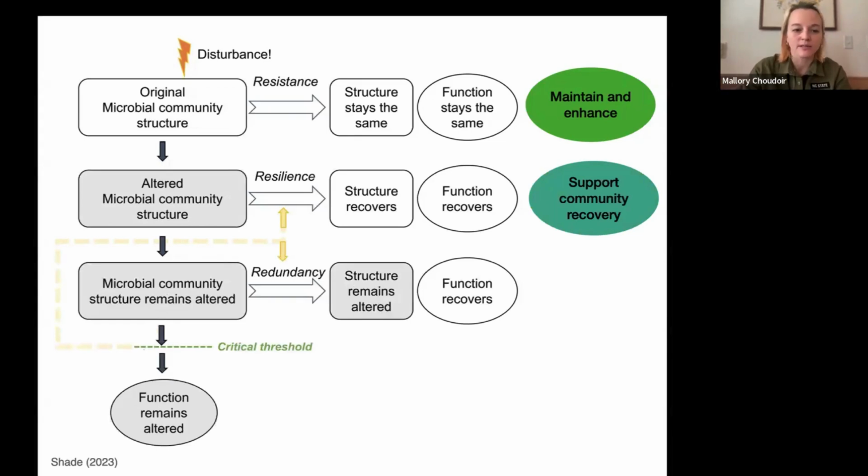Sometimes, after a disturbance, a microbial community structure remains altered, but due to the vast activities of microbes, called functional redundancy, the structure remains altered, but the function can recover, right? So in this case, we can also support community recovery while maintaining or enhancing. And then this bottom one is if the community structure remains altered and we also do not regain function. These are the scenarios that we are not looking for, right? So we want to do things to support recovery and maintain and enhance activity.